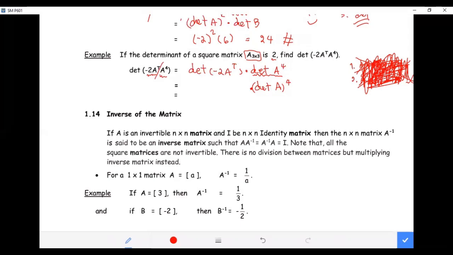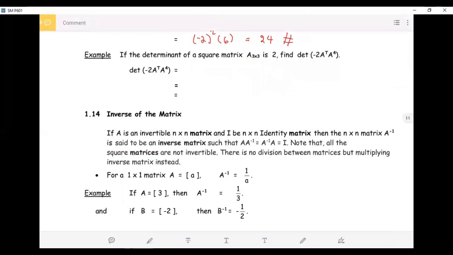Okay, save your time. Now come back to this one, negative 2A transpose. Let's go back to the properties a little bit.